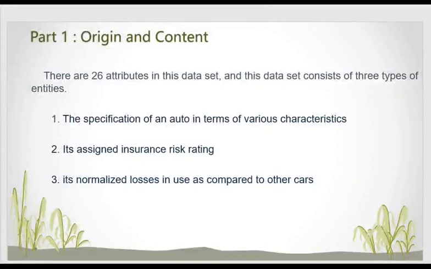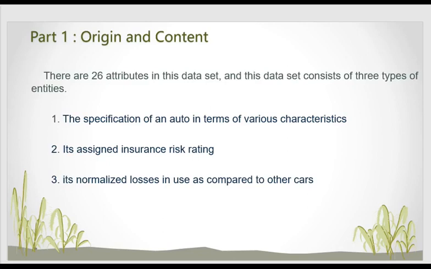This corresponds to the degree to which the auto is more risky than its price indicates. Cars are initially assigned a risk factor symbol associated with its price. Then if it is more risky or less, this symbol is adjusted by moving it up or down the scale. This process is called symboling. A value of +3 indicates that the auto is risky, and -3 represents that it is probably pretty safe.